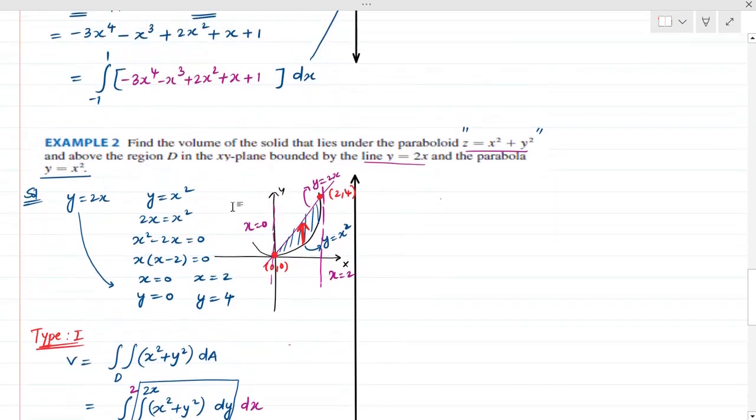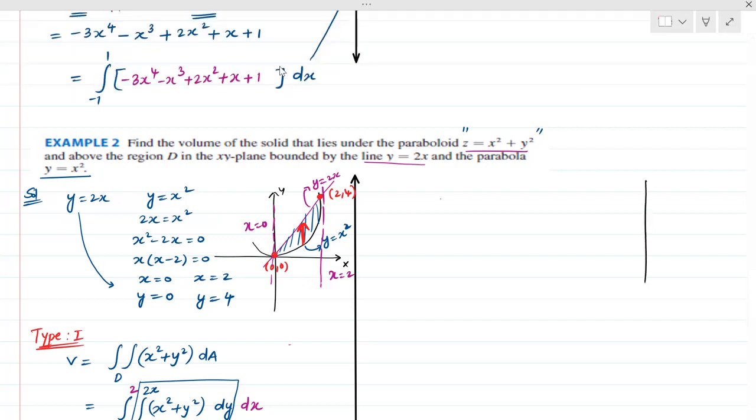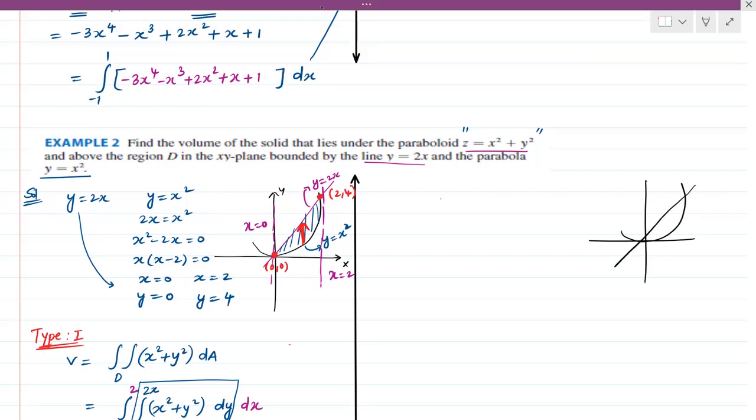Now I will do the same problem by using the second method. So how is it possible? Let us start with this one. I will draw the graph first. The graph is like this. We'll have, so this is the parabola and this is the line. Now I will draw the vertical line.